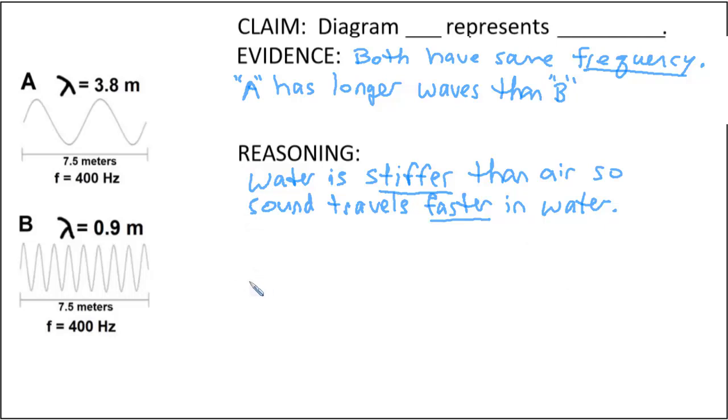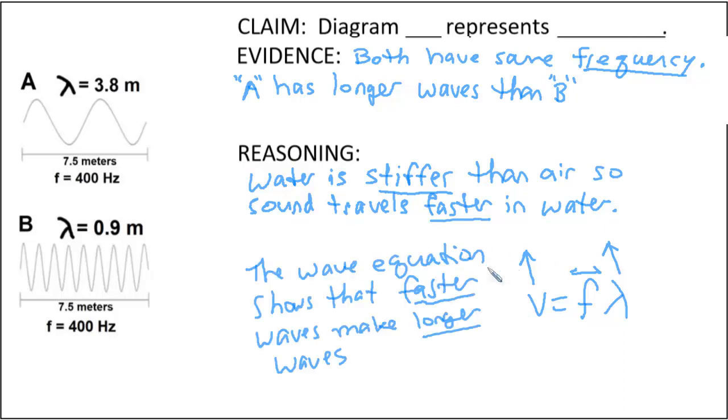Okay, now the second part of the reasoning has to have what? The wave equation. So go ahead and copy the wave equation off of your yellow paper, and then we're going to put in the stuff from our evidence. Frequency and speed. Frequency is constant and speed is going up. So now you solve for the wavelength. Left side's going up, so right side has to go up. So wavelength is getting bigger. So now you write your sentence about the water, what kind of waves, short or long waves. So the wave equation shows that the faster the waves, the bigger the wavelength, or longer waves.